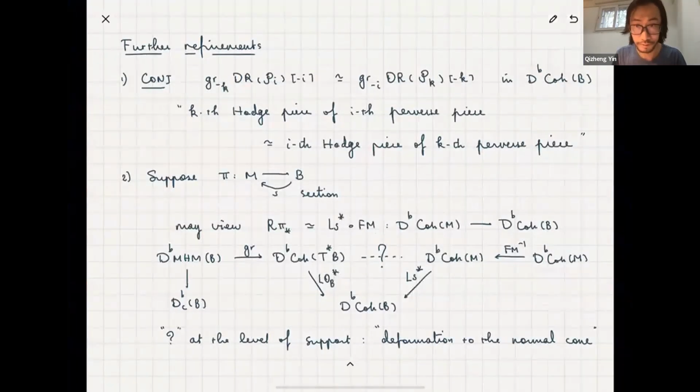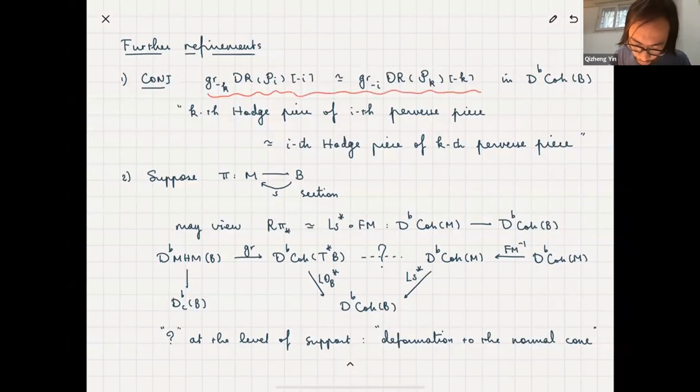Now I have 5 more minutes. Let me say that there are some further refinements of the previous conjecture, but they involve more machinery and more terminology. So first of all, you can enhance this conjecture by taking care of the grading on T star of B. Then you can arrive at this conjecture, which uses the graded piece of the de Rham complex, and it shows a symmetry between the 2 indices, I and K.